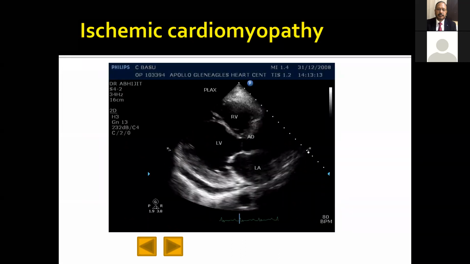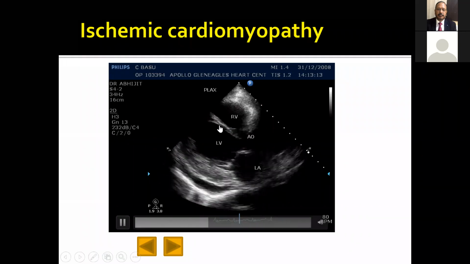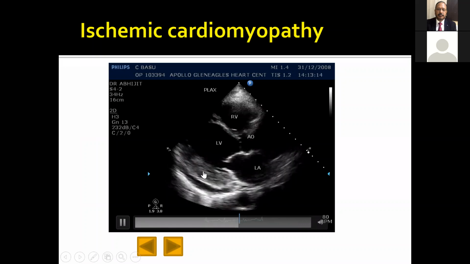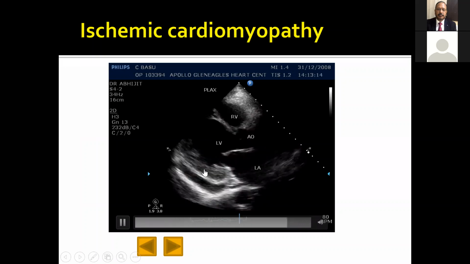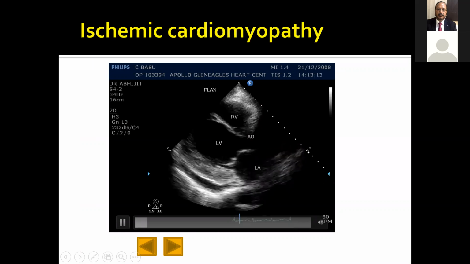Look at this picture. Parasternal long axis. Look at the septum. This is thinned, scarred, and akinetic. There is no systolic thickening. The posterior wall has undergone compensatory hypertrophy, and there is a chink of effusion in the pericardium because of failure. This is ischemic cardiomyopathy.